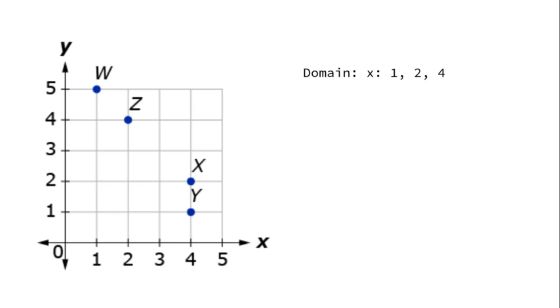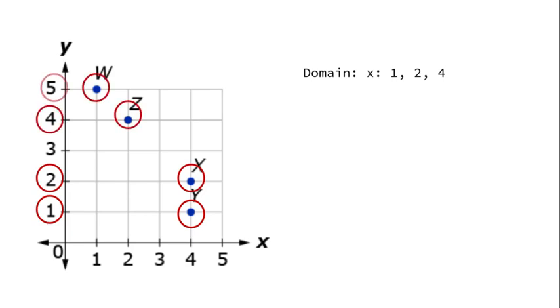So for the range, we're going to do the exact same thing, but now we're listing the y values. And we're again going to list them from the smallest value to the largest value. So on the y-axis, that's going to be from the bottommost point to the topmost point. So y is our smallest point at 1, x is at 2, z is at 4, and w is at 5. So we will list our range as 1, 2, 4, and 5.